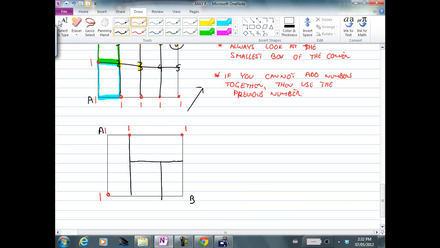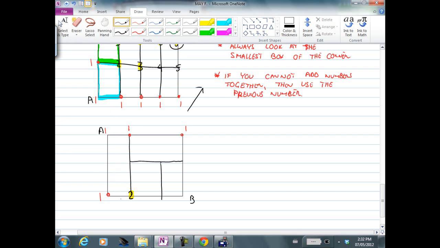Guys, gals, notice I'm going this way from A to B, so all the bottom right corners are the ones that I need to add together. This is a bottom right corner, so you can figure out what that is right now. 2. To get this number, remember, I add: here's my box. Watch my hand. I add 1 and 1 together, so this is going to be 2.